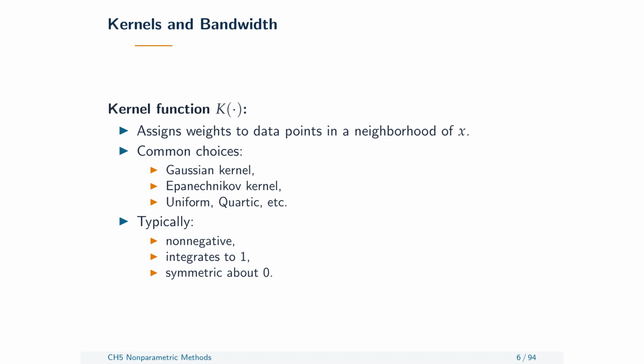Observations close to the evaluation point receive substantial weight, while distant observations receive little or no weight, depending on the chosen kernel. A valid density kernel integrates to 1 and is usually symmetric around 0. Symmetry means that observations equally far to the left and right receive equal treatment. Common choices include the Gaussian, Epanechnikov, triangular, and uniform kernels.